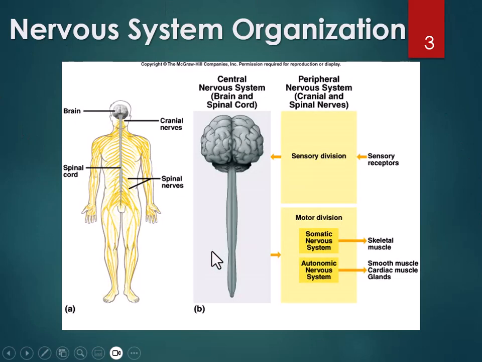So the nervous system is divided into two parts, the central and peripheral nervous system. The central nervous system is in gray in this diagram here, the brain and the spinal cord. Everything else, all the receptors and sensory detectors, nerves, are considered the peripheral nervous system, so everything in the rest of the body.